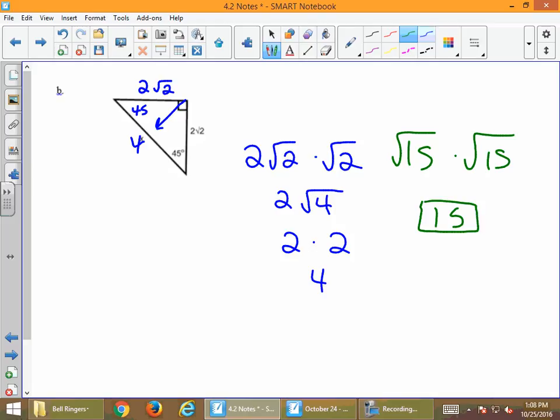Anytime you have the same radicals multiplying by each other, it's just whatever is in that radical one time, multiplied by that coefficient out there. Just an example. You'll see another example here in a second.